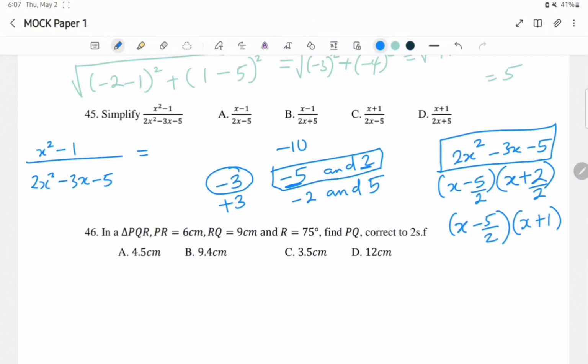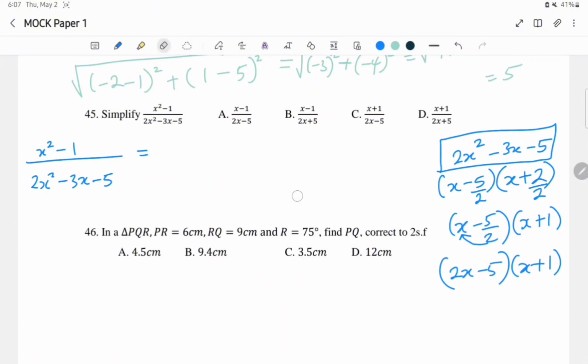And you can just bring the 2 here: (2x - 5)(x + 1). So that's the factorization of that expression. If you decide to use the traditional way of expanding, well, let's do that as well. 2x squared minus 3x minus 5 is the same thing as 2x squared plus 2x minus 5x minus 5.